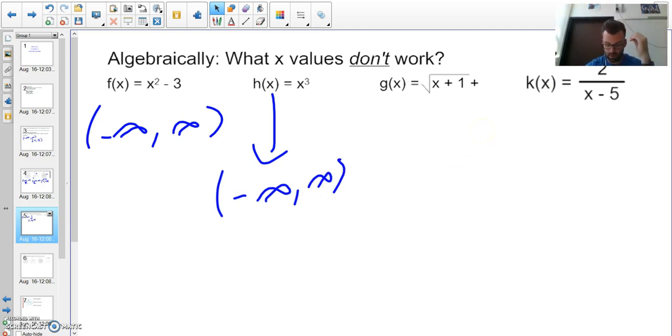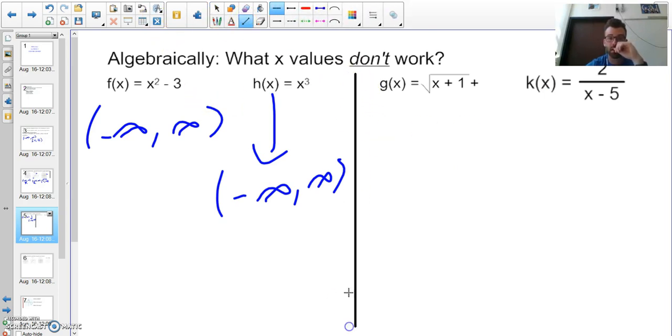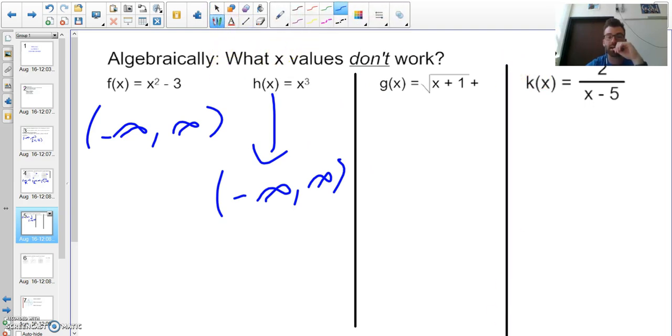Okay. Here's when things start to get tricky again. I have this square root function here. So what type of numbers can I not take the square root of? I cannot take the square root of a negative number. So that means whatever is underneath my square root, here it's x plus 1, must be non-negative. If I want to write that using inequality notation, x plus 1 must be greater than or equal to 0, because that would imply that it's never negative.